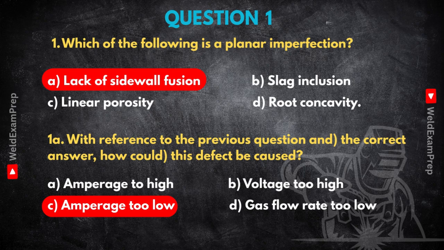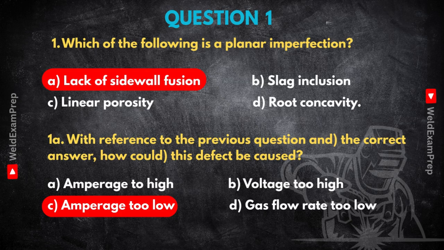And gas flow rate too low? That would likely lead to atmospheric contamination of the molten weld pool. You'd get defects like porosity, maybe oxidation. You see, each parameter tends to have a distinct and predictable impact. Understanding that specific cause and effect is vital. For inspectors diagnosing problems, sure, but also for welders trying to prevent them in the first place.